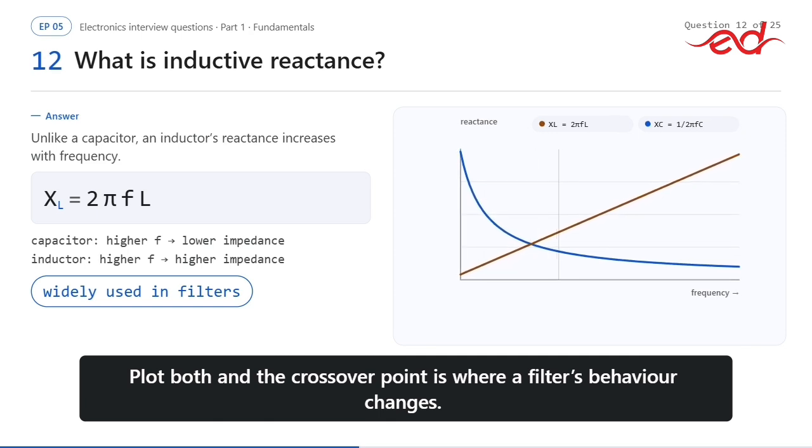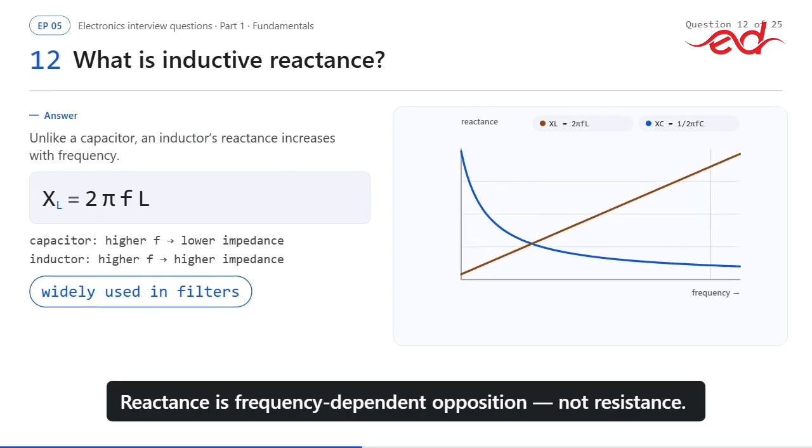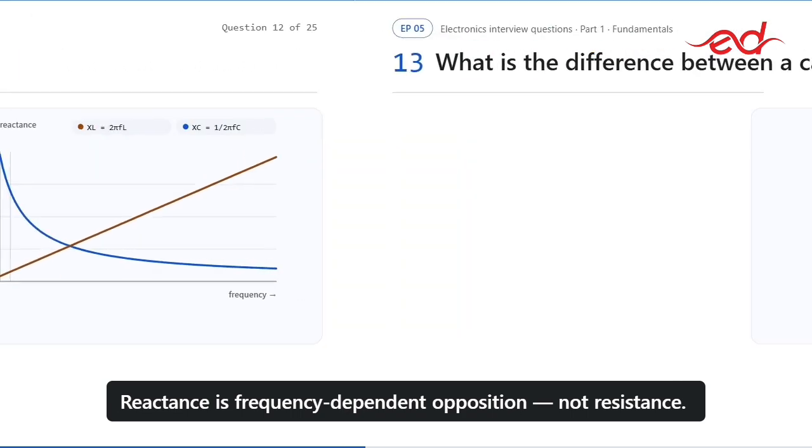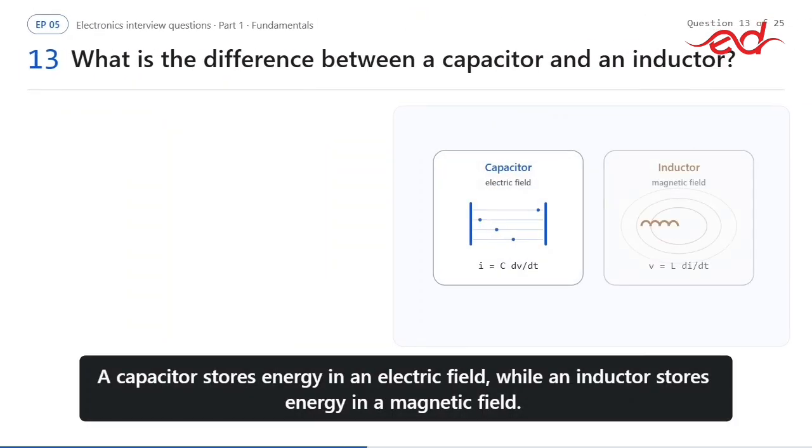Now in this video I am going to cover 13 important basic questions of the electronics interview. So let's get started. So the first question is, what is the difference between a capacitor and an inductor?